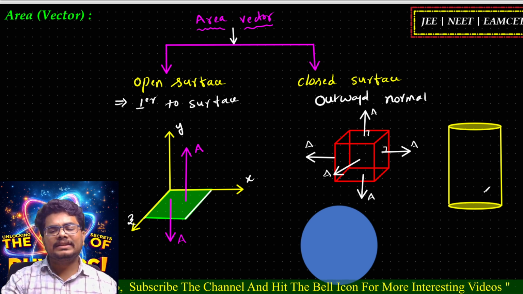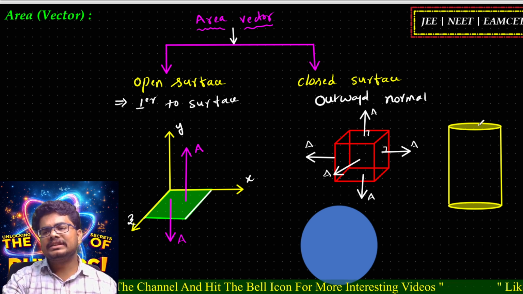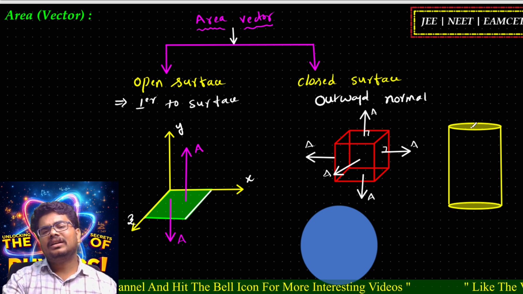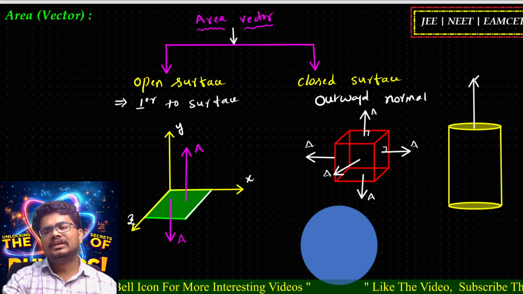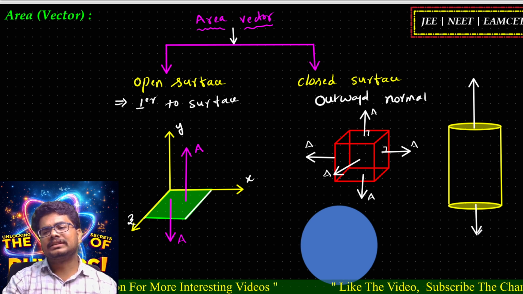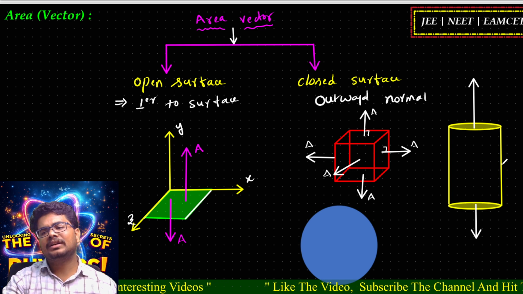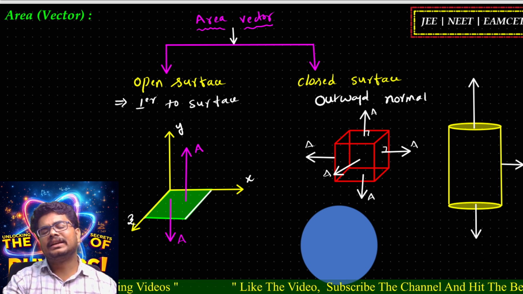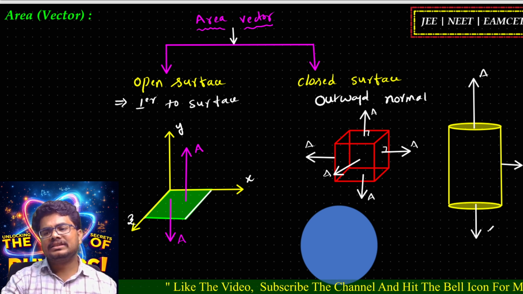Sir, can you draw it for the cylinder? The cylinder is also closed, yes. This is a plane surface, and it is closed. Closed means we should take only the outward direction, as I told you. For this plane, outward like this. For this curved surface of the cylinder, it should be the outward normal, making 90 degrees with the surface. If you observe clearly, this is the area vector, sir, and this is the area vector, sir.